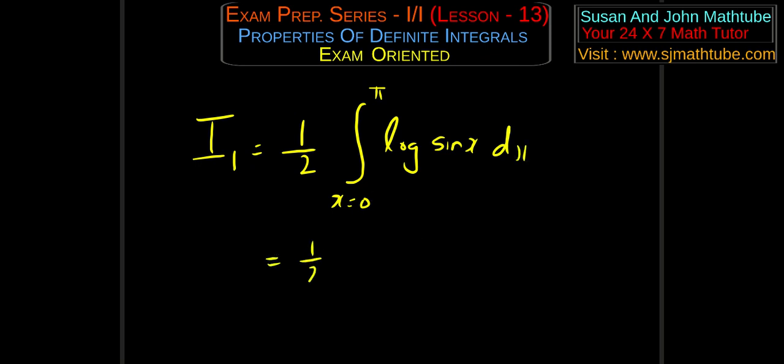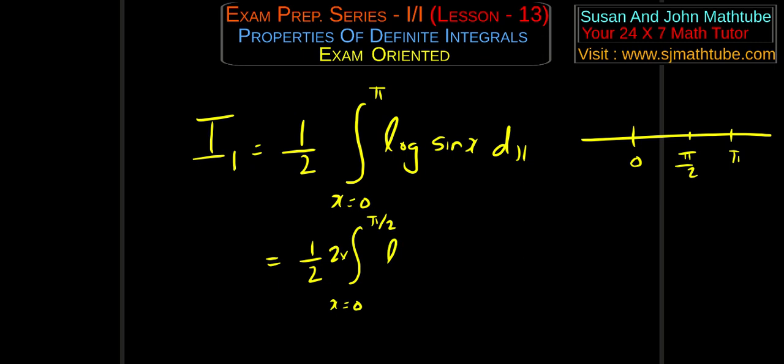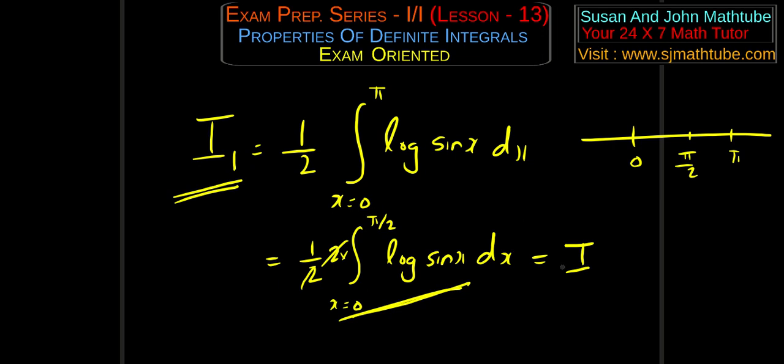And now what I do is, this is 0, this is pi, and the midpoint is pi by 2. And I'm allowed to apply the splitting property. So I will add from 0 to pi by 2, and for compensation, I'll put 2 times log sin x. Finally, I get the question. I think you remember the question. This is exactly our I. We called the question I. This and this will get cancelled, so we get I. So what we just proved is I1 is equal to I.